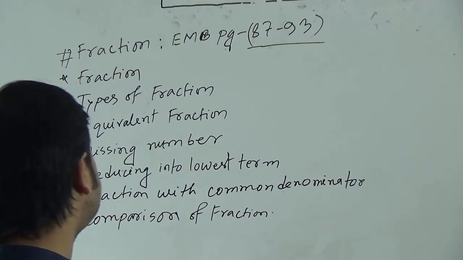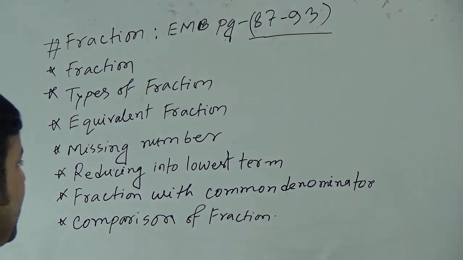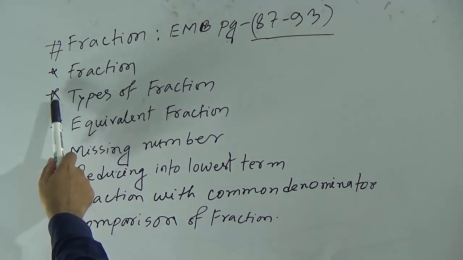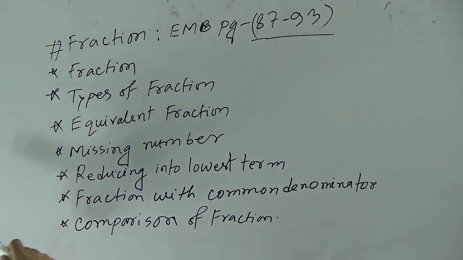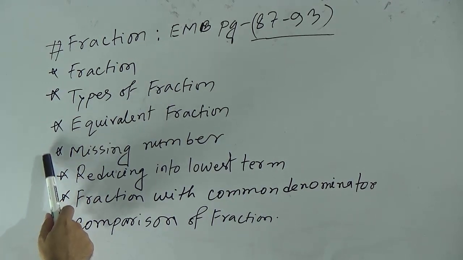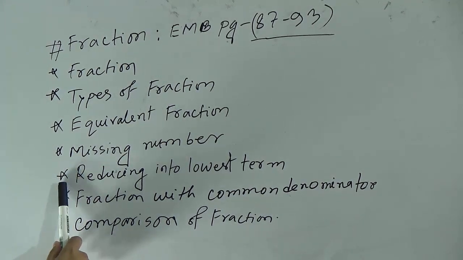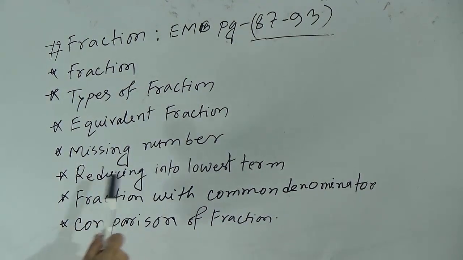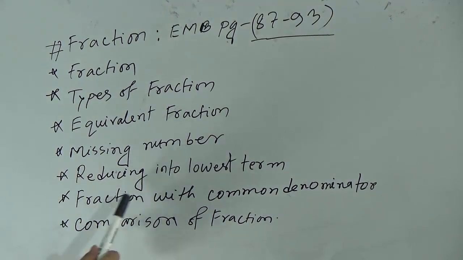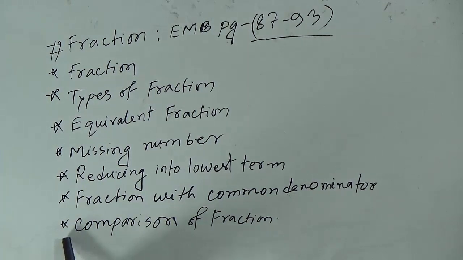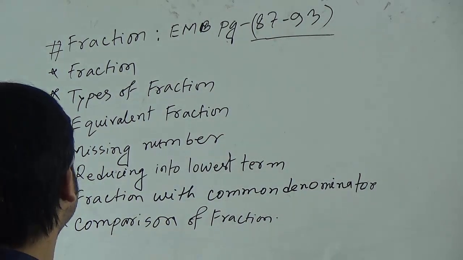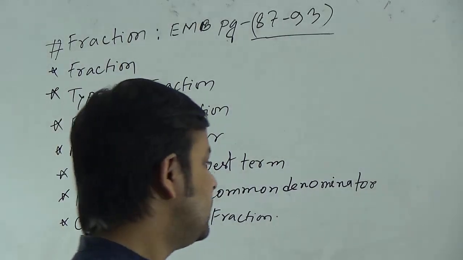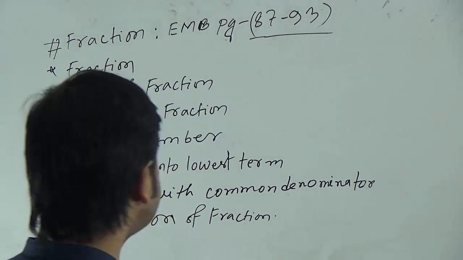Here in this chapter some topics we will read today. First one is what is fraction, then types of fraction, then equivalent fraction, then missing number. Then reducing into lowest term, it means how can we reduce a fraction into lowest term, then fraction with common denominator, then comparison of fraction. These topics we will read today. Students, let us start.